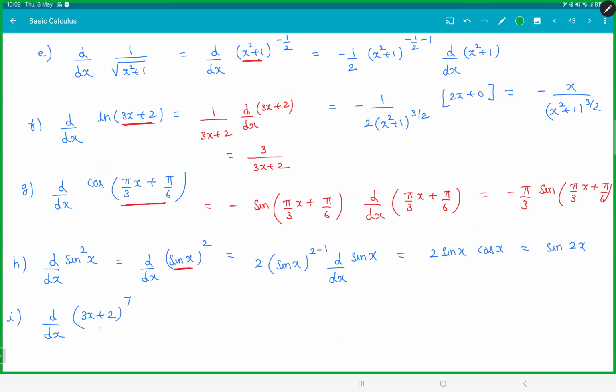This guy is what? 3x plus 2 whole power 7. So this is something to the power of 7. So 7 into the function 7 minus 1. Then differentiate whatever is inside. If you remember, we used to expand this. Power 7, you'll die expanding. This will be 7 into 3x plus 2 whole power 6. This will be 3 plus 0. 21. 3x plus 2 whole power 6.